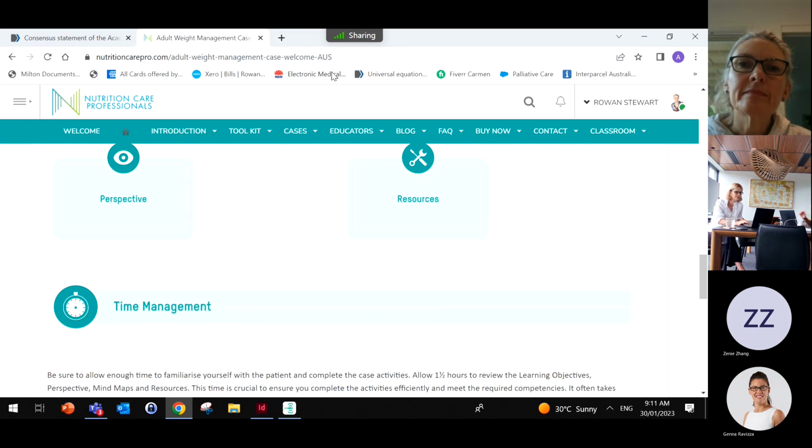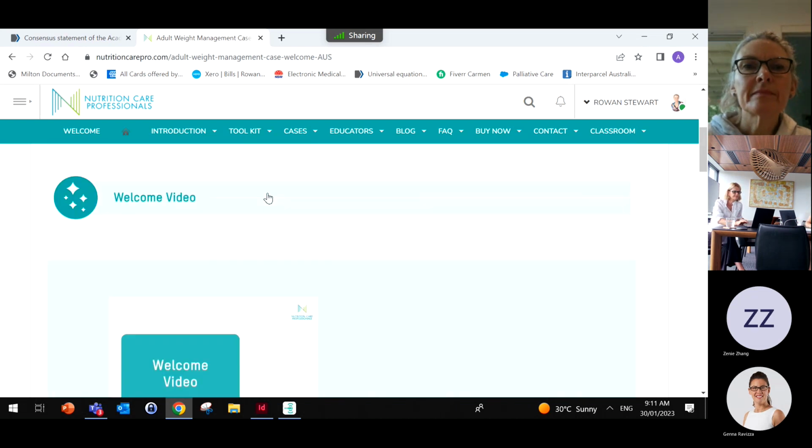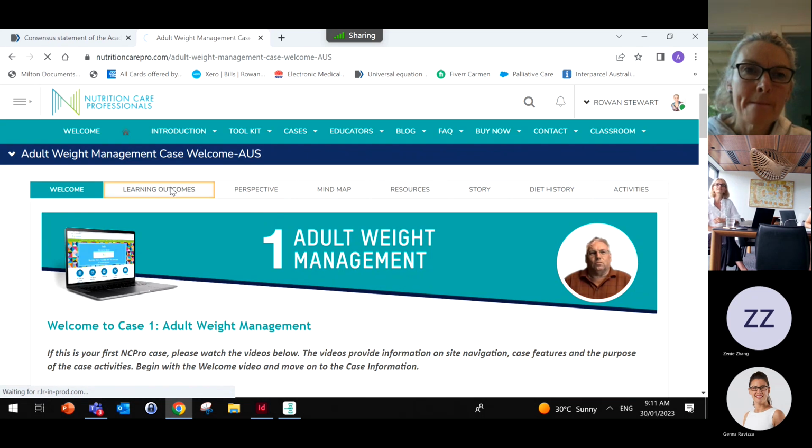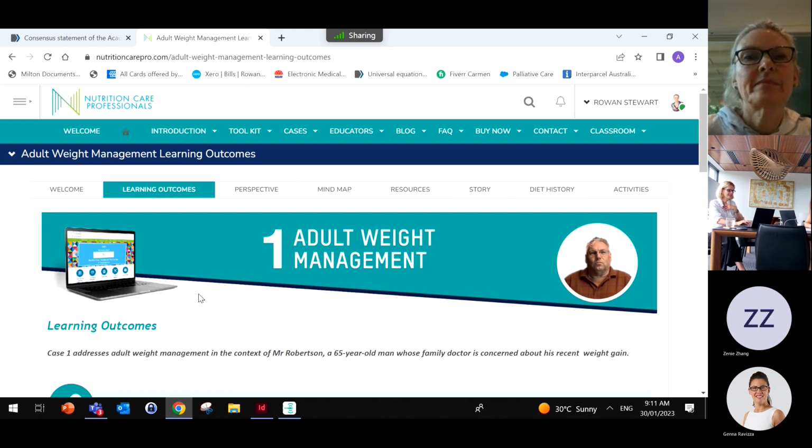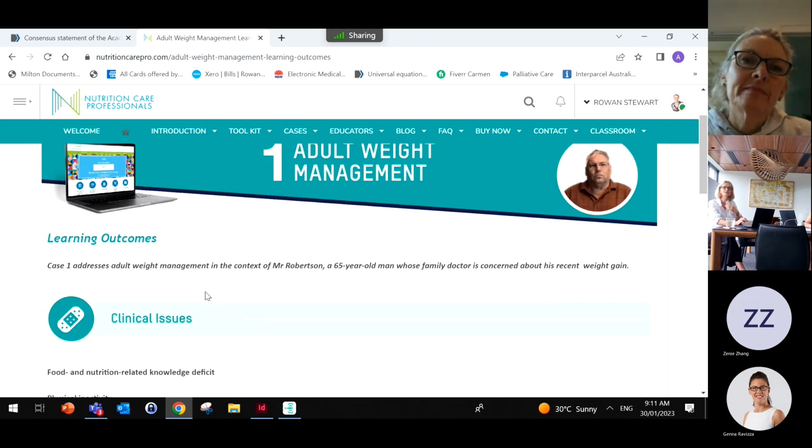Okay, so back up to the top of this page and into the learning outcomes. Now, as I said, this is the simplest of our cases, and we are looking here at adult weight management in the context of your patient, Mr. Robertson. He's a 65-year-old man, and he's recently been to see his doctor about weight gain. And in the background of his medical history is an increased risk. Well, he actually has the beginnings of hypertension.